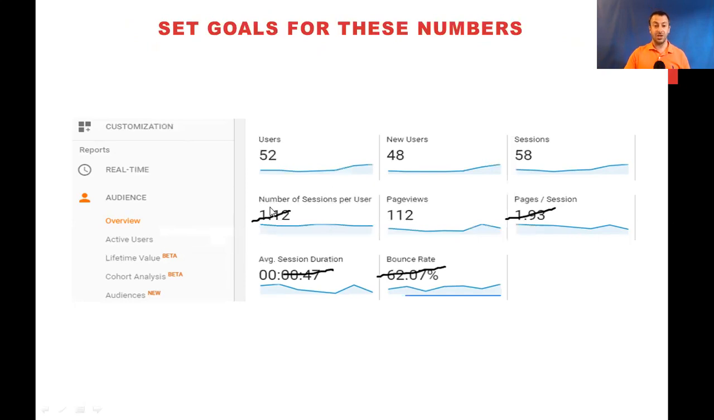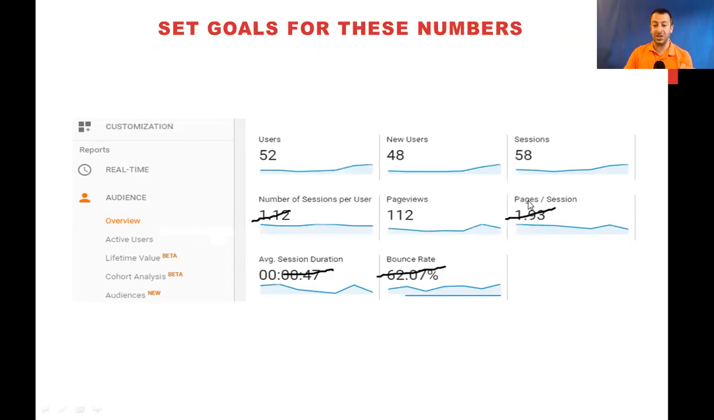For example, number of sessions per user, that's a number that you want to increase. So you want to have people come back, with more engaging, valuable information in there for those people so they are inclined to come back and get more. Maybe you publish awesome blogs, maybe you give them good ebooks to download. Whatever you're offering, you want to encourage them to come back and visit your website.